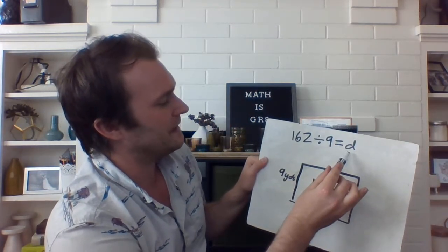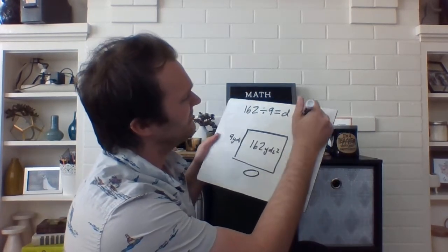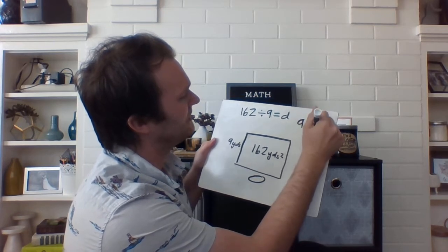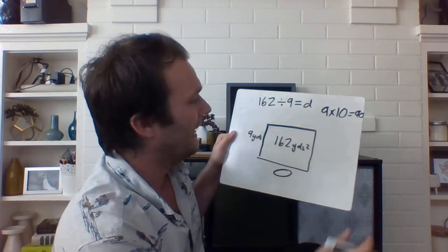So now that I've got that set up, I also need to think about what I'm going to do for my estimation. And I know that 9 times whatever this dimension is will get me 162. So I'm just going to think about some of my 9's facts real fast. One of the places I always start is with my 10's facts. So I'm thinking, okay, well, 9 times 10 is 90. Kind of ran out of room.